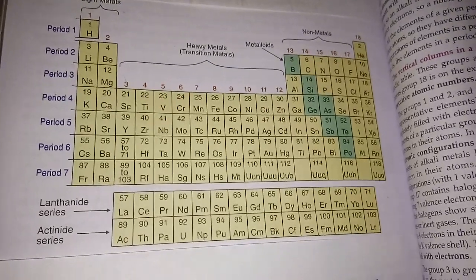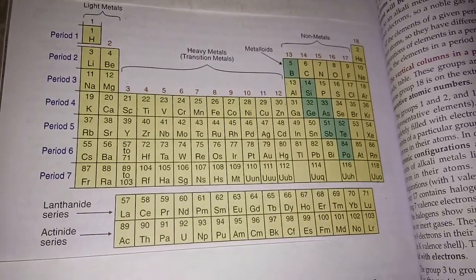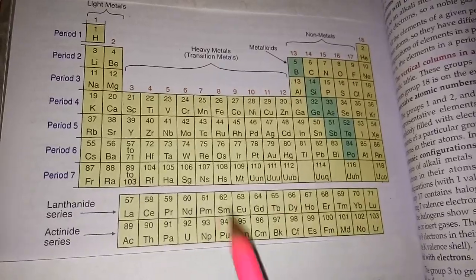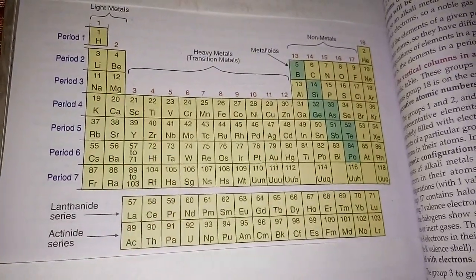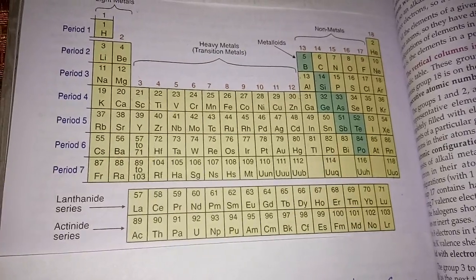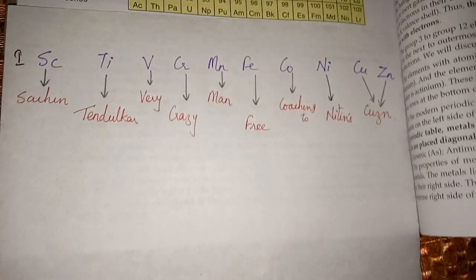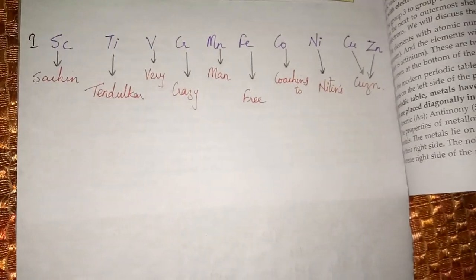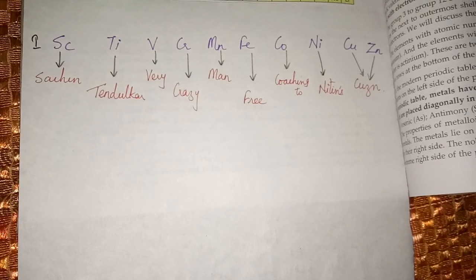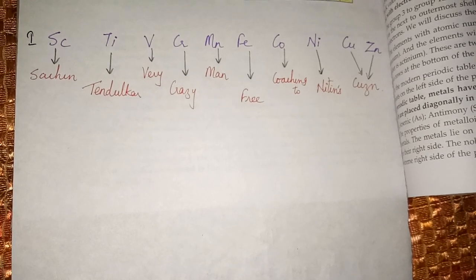Right now, in this video, we are going to study the mnemonics of the first 3 series of the d block elements. The first series starts with scandium, and the mnemonics goes like this. Scandium, titanium, vanadium, chromium, manganese, iron, cobalt, nickel, copper and zinc.